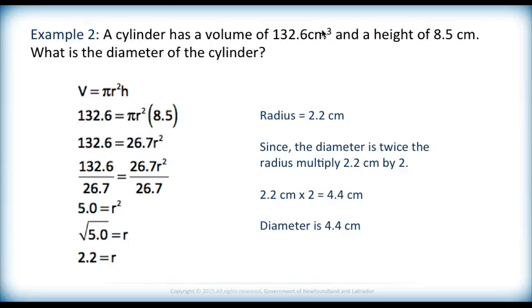In order to get r by itself, you will need to take the square root of both sides. The square root of 5.0 will result in 2.2. Since again you need the diameter, you will have to multiply the radius by 2. 2.2 centimeters times 2 equals 4.4 centimeters. As a result, the diameter of the cylinder is 4.4 centimeters.